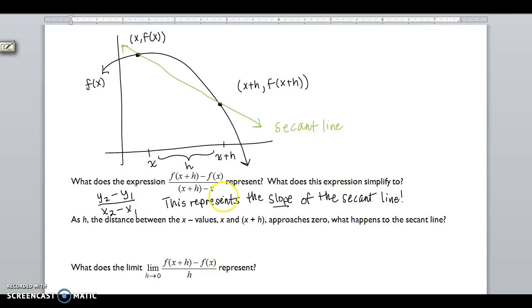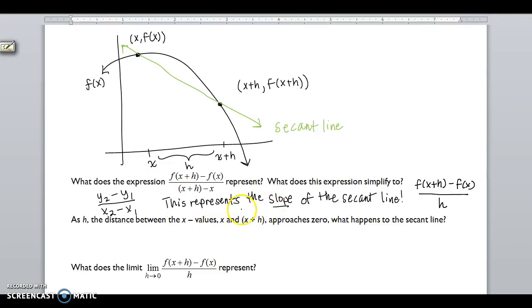And you might be able to see the expression simplifies a little bit here in the denominator. All that's going to happen is those x's will cancel out. So we're going to have f of x plus h minus f of x all divided by h. So that represents the slope of the secant line. And now what we want to think about is what would happen if these points got closer together. In other words, if h approaches 0.